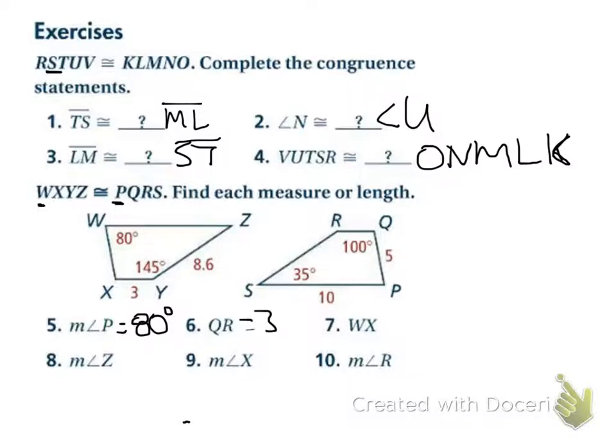WX is the first, second letter. That's going to match to PQ, so that'll be 5. Measure of angle Z, that's corresponding to S, so that's 35. The measure of angle X is corresponding to Q, so that's 100. And the measure of angle R is going to be 145 degrees, because that's corresponding to Y.